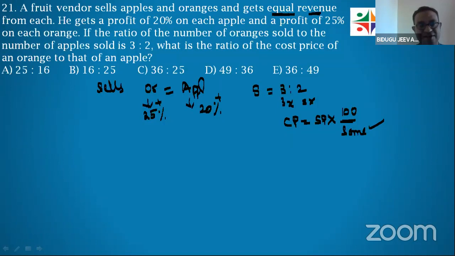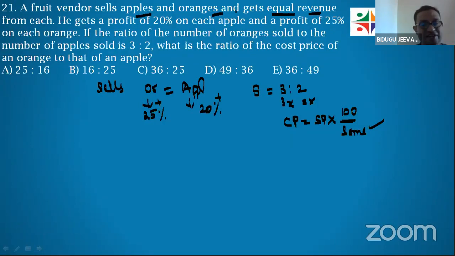See here, fruit vendor, once again, equal revenue. What is the meaning of that first of all? What is equal revenue? Equal revenue means whatever amount he gets after selling apples, he is also getting the same amount from oranges.